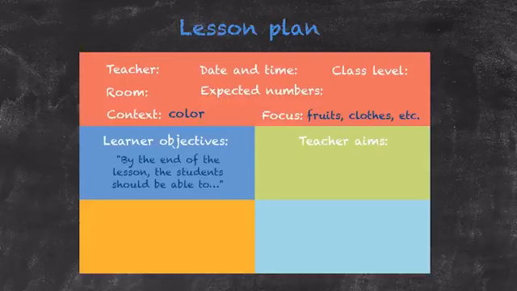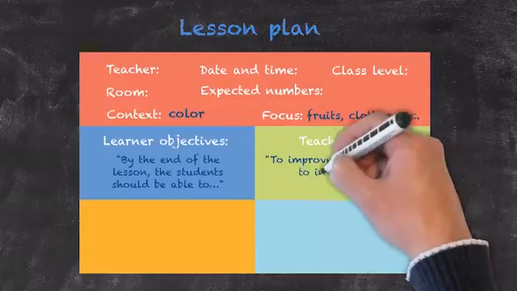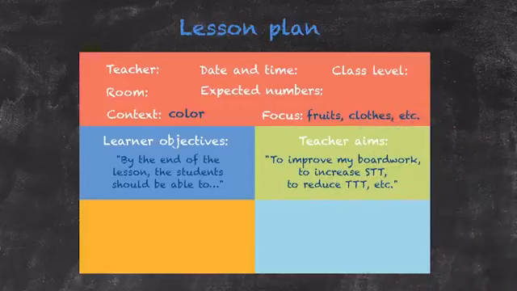The learner objectives are different to the teacher aims. The teacher aims are what you are expecting from that lesson itself. Now when you first start teaching, quite a normal aim might be to complete the lesson successfully, to get through the whole thing without having any problems. As time goes on and you become more experienced, then what you would expect is that these teacher aims become more and more specific. So some examples of things that might be in your aims here might be things like to improve my board work, to increase student talk time, and to reduce teacher talk time, and so on and so forth.